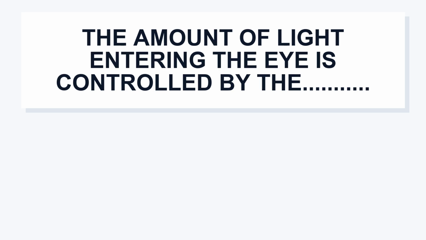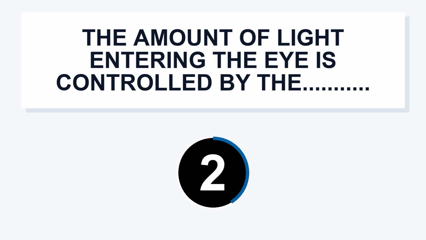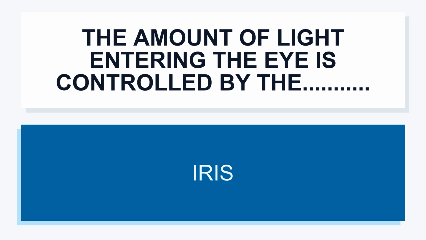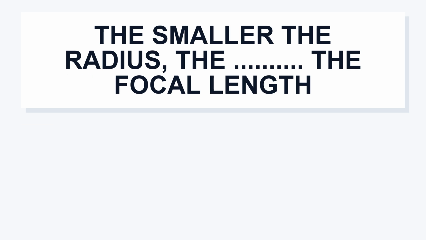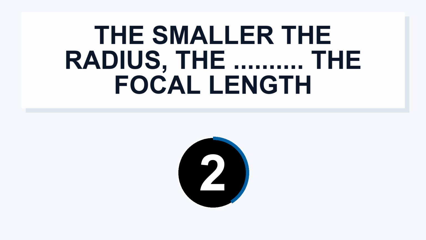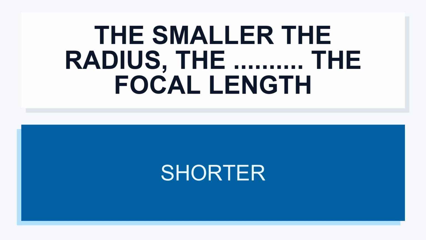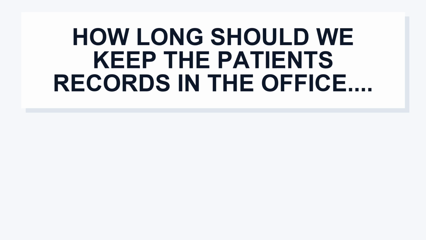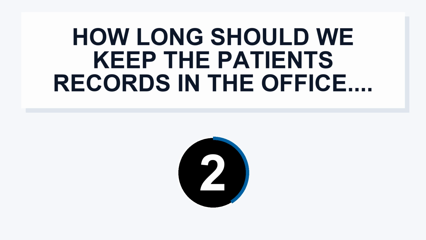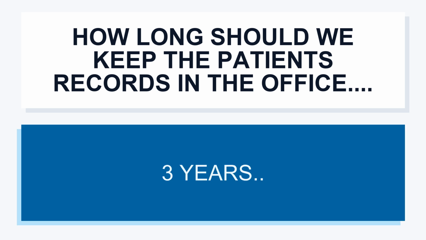The amount of light entering the eye is controlled by the iris. The smaller the radius, the shorter the focal length. How long should we keep the patient's records in the office? 3 years.